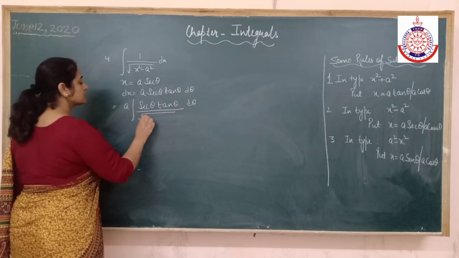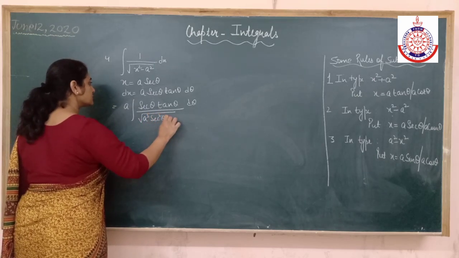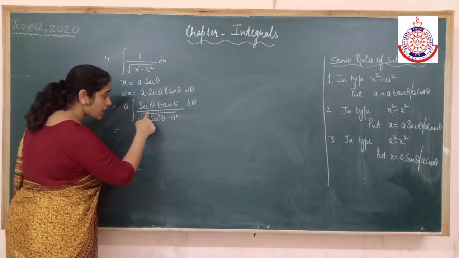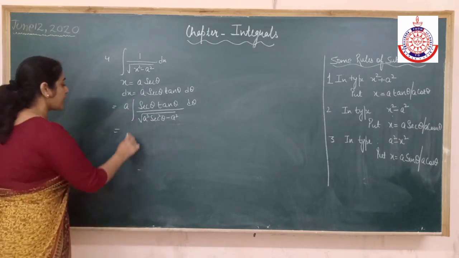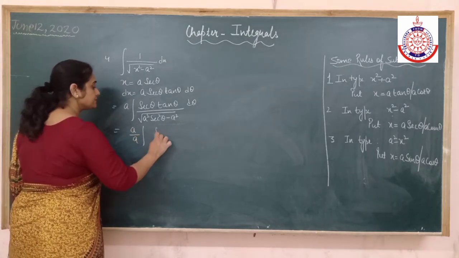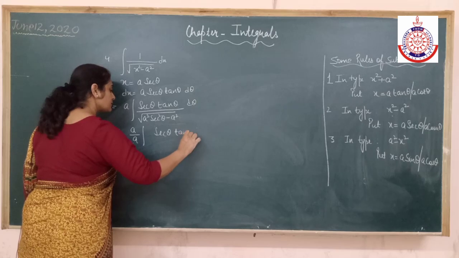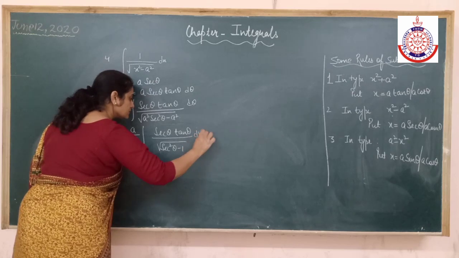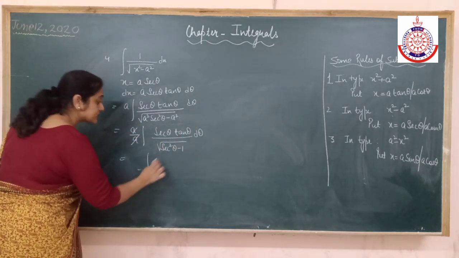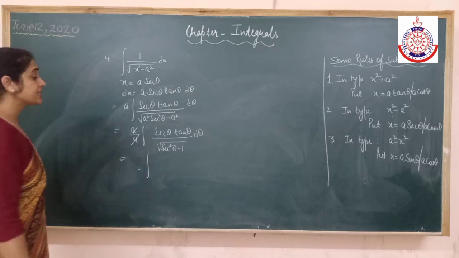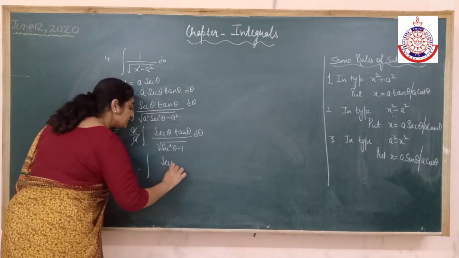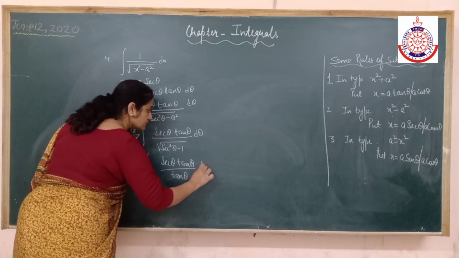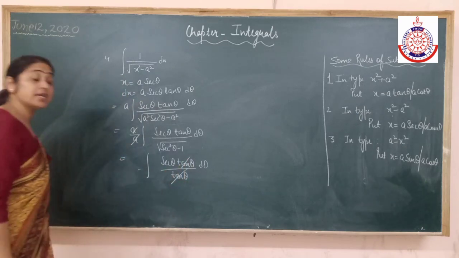In place of x, I'll take a square out. When it comes out of the under root, a square will go out, it will become a. Inside we are left with, cancel. Secant square theta minus 1 is tan square theta, and tan square theta under the root will become tan theta. Tan and tan cancel. Integration of secant.